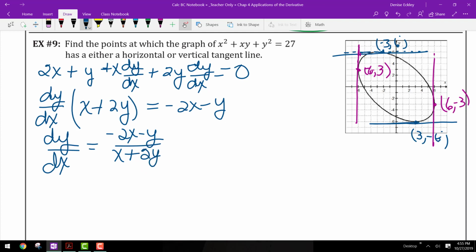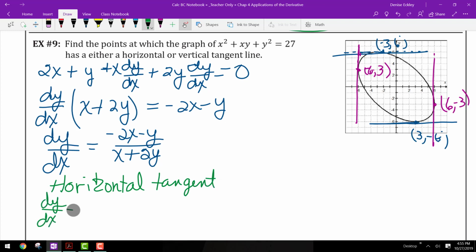So here's how we're going to find those points. For a horizontal tangent line, that means that the derivative has to equal 0. And for a rational function to equal 0, that means the numerator equals 0. So solving this for y, we get y equals negative 2x.